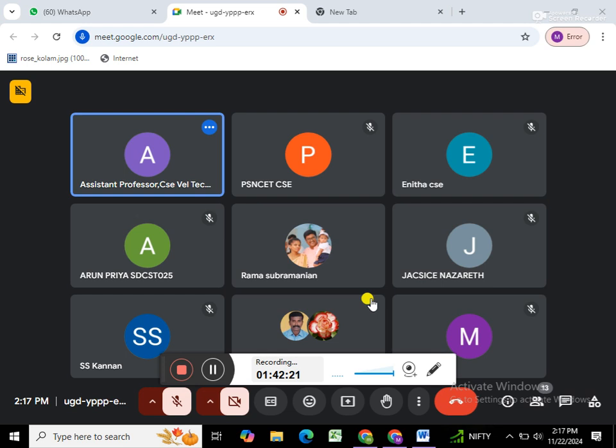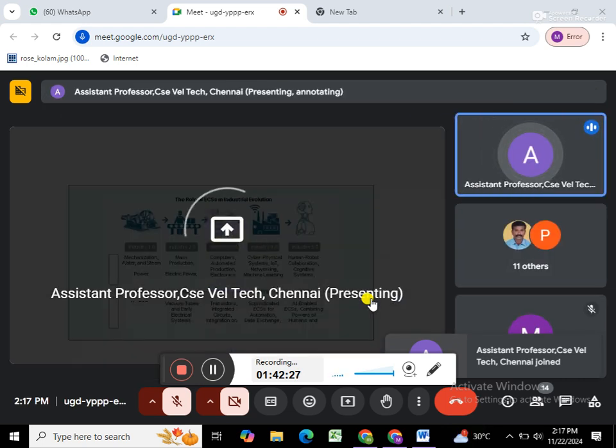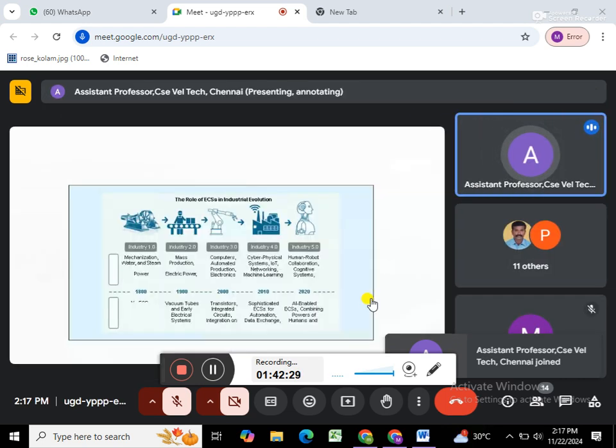Yes. Now this is again the evolution from Industry 1.0 up to Industry 5.0. You can easily understand how differently the industrial revolutions have happened from the beginning to the recent days.